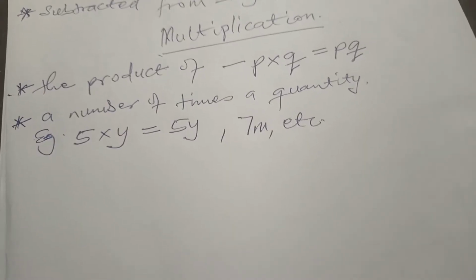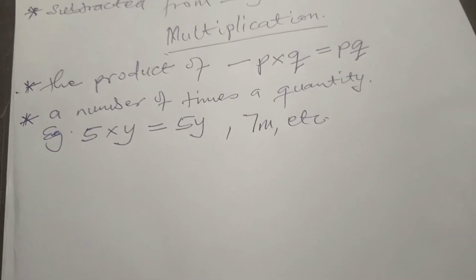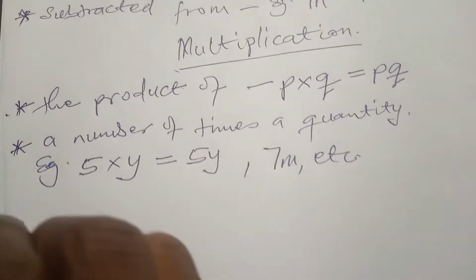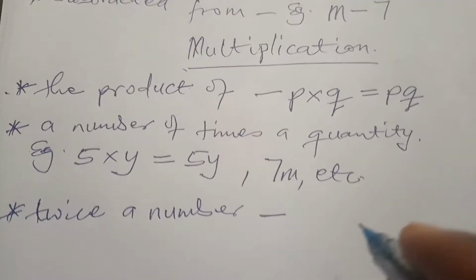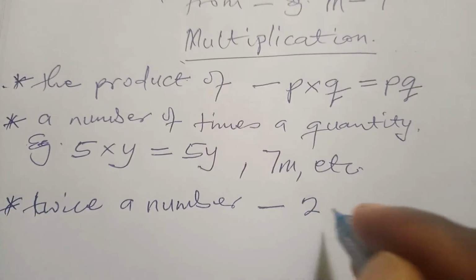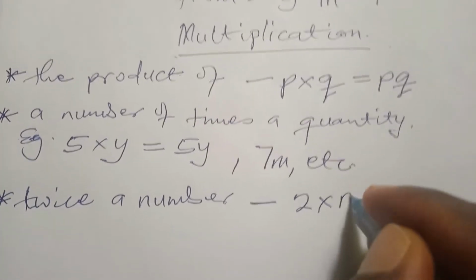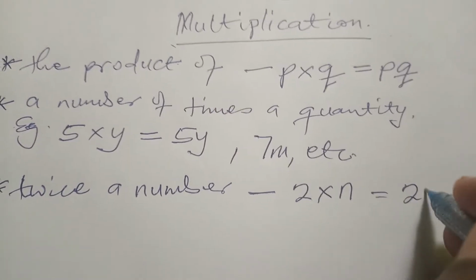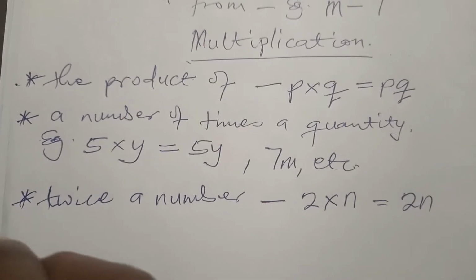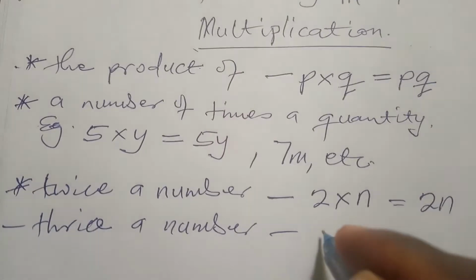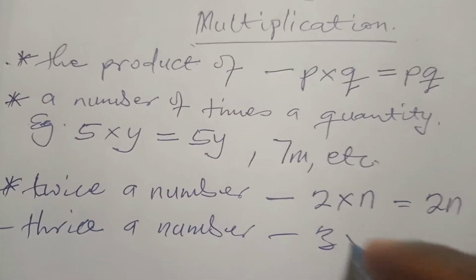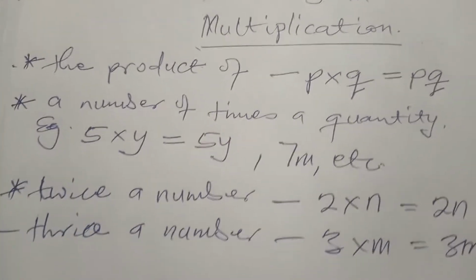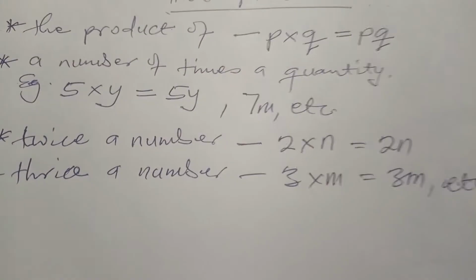There are also specific expressions like twice a number, thrice a number. So for example, twice a number is the same as 2 times the number. If the number is n, that will be 2 times n, which will give us 2n. Thrice a number means 3 times the number. So let's say the number is m, it will give us 3m, and the list continues.